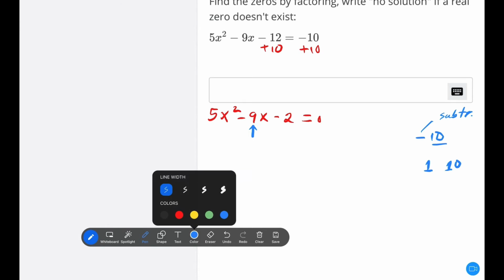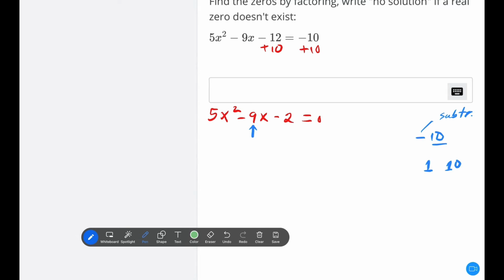Alright, so just remember to look at both options, either 10 minus 1 or 1 minus 10, alright? You need to use the correct combination, okay? Alright, we want a negative 9, so we want 1 minus 10. If this is a positive 9, then you want 10 minus 1, okay? But it's a negative 9. Alright, let's rewrite this.